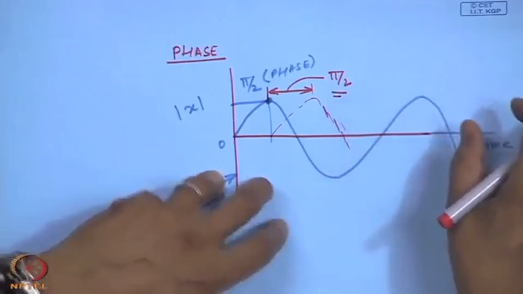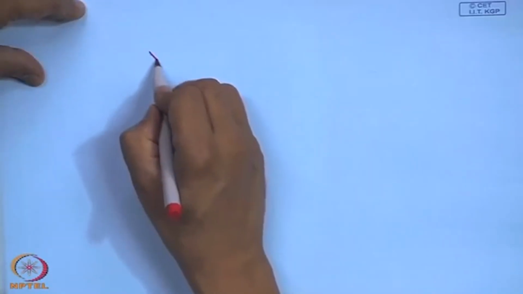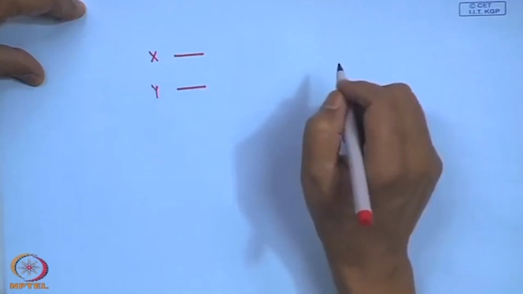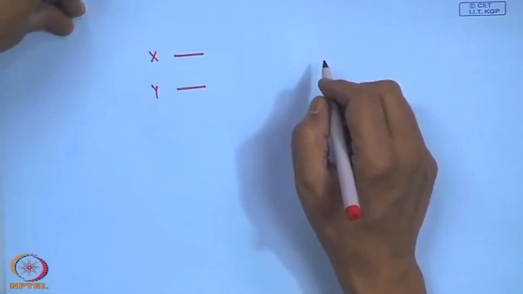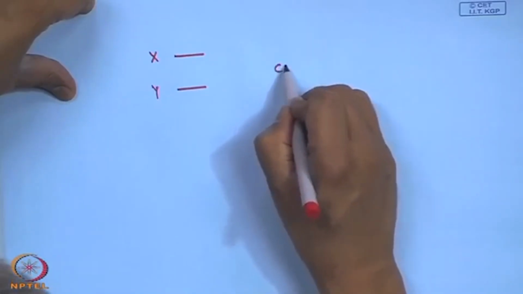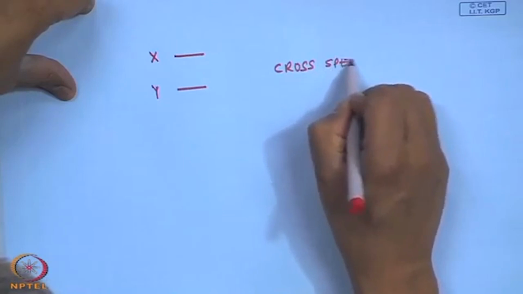Now, what do you mean by unstable phase between signals? So, when I talk about two signals x and y, how do I find out the phase of these two signals? So, what I can do is, there is a process known as the cross spectrum phase.